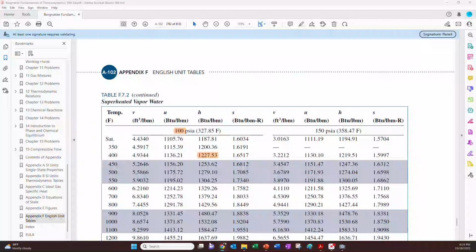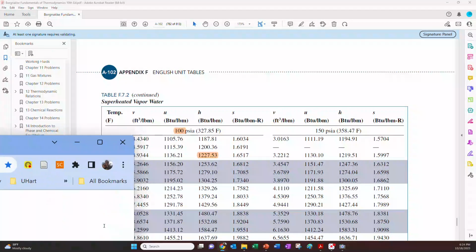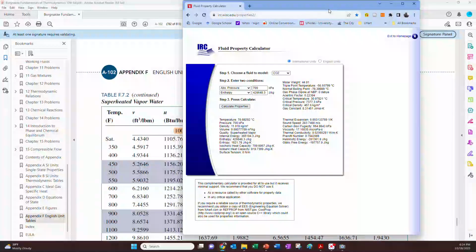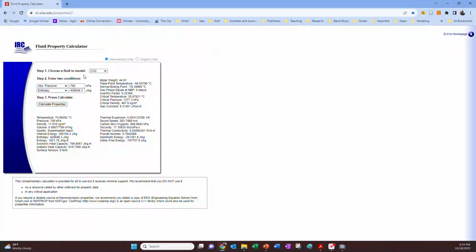Ooh, gotta love them pound mass. I also have this website right here. So, internet people, if you want it, maybe I'll try to remember to put the link into the description. It's irc.wisc.edu/properties2/. All right, so it's the IRC fluid thing.